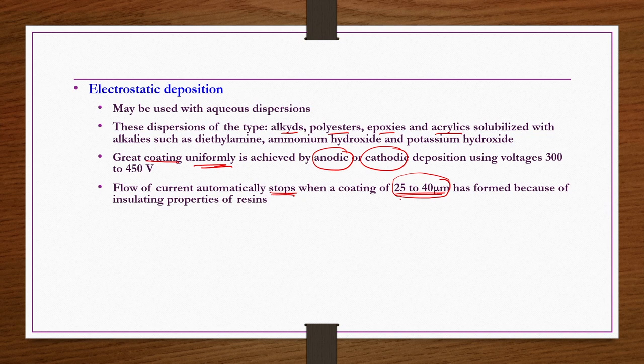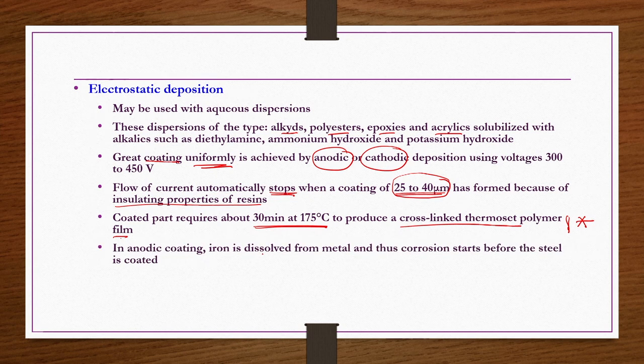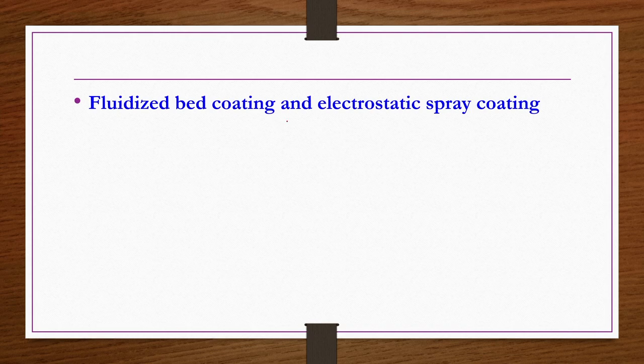Why would this current stop automatically when the coating applied becomes 25 to 40 microns? Because after that, primarily it is the resin that is exposed for the deposition, and that has insulating properties, not the surface on which we are applying. The coated part requires 30 minutes at 175 degrees centigrade to produce a cross-linked thermoset polymer film. This is the problem, but these kinds of things are applied for specific purposes only. In anodic coating, iron is dissolved from the metal and thus corrosion starts before the steel is coated. Because of that, current practice favors cathodic coating, where metal ions are held back and positive resin ions deposit on the steel.